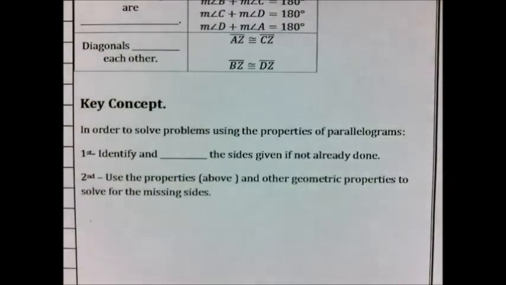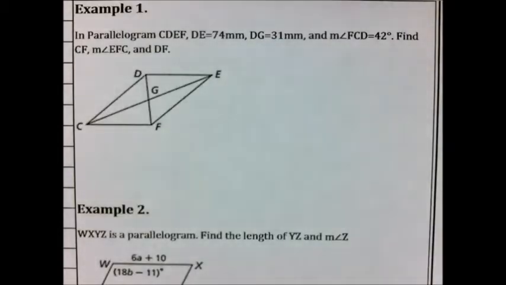So the key concept here, in order to solve problems using the properties of parallelograms, is that we're first going to need to identify and label the sides given if not already done. And then second, use the properties that we mentioned above and other geometric properties that we've talked about all year long in order to solve for the missing sides. So let's do an example here.